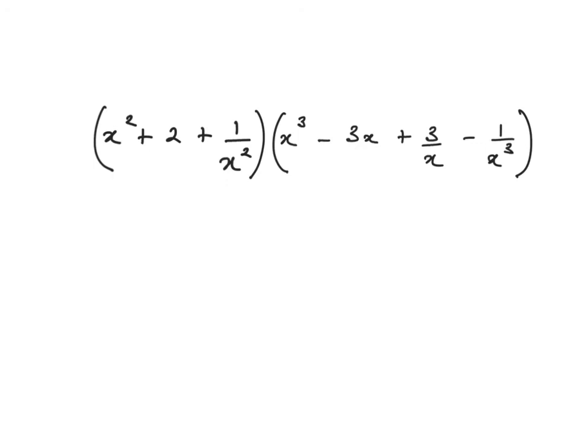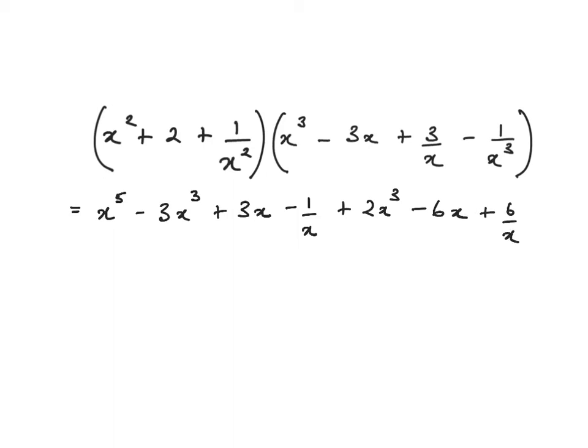So what we want to do now is to expand these two brackets. Got to be very careful. X squared times x cubed, that's x to the power of 5 minus 3x cubed plus 3x minus 1 over x plus 2x cubed, 2 times minus 3, that's minus 6x, 2 times, that's 6 over x, minus 2 over x cubed.